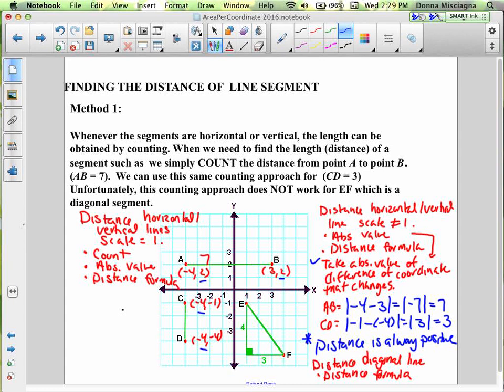Right? For a distance of a diagonal line here, we have only one way, and that's the distance formula. Right? So if it's vertical, horizontal, and your scale is 1, you can count, you can use absolute value, or you can use the distance formula. If your scale is not 1, use absolute value or the distance formula. And if it's a diagonal line, we're going to use the distance formula.